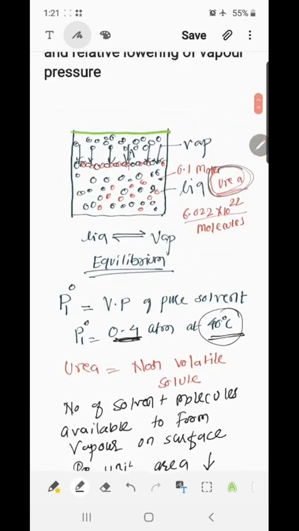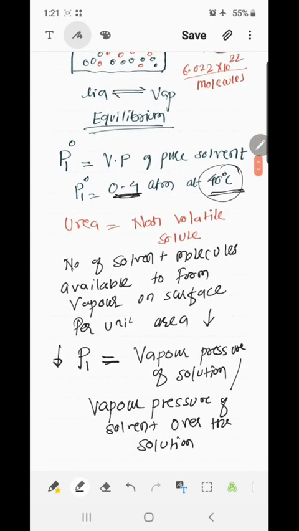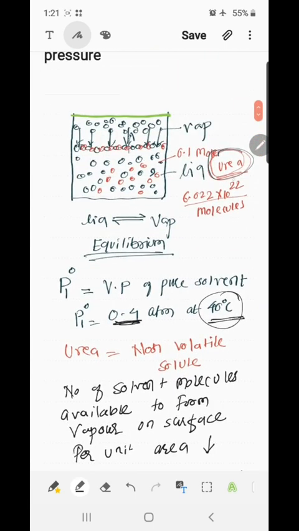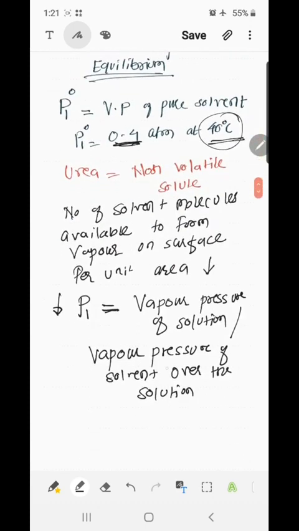Class, remember vapors are formed only by solvent and not by solute. So even after adding of urea, water vapor pressure is there, it is only because of the solvent. So you can say vapor pressure of solvent over the solution is P1.